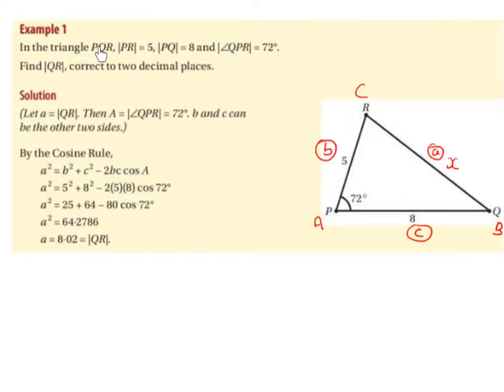In the triangle PQR, PR is equal to 5, PQ is equal to 8, and the angle QPR is equal to 72 degrees. Find QR correct to 2 decimal places.